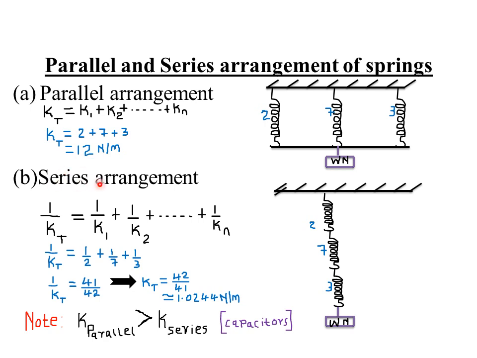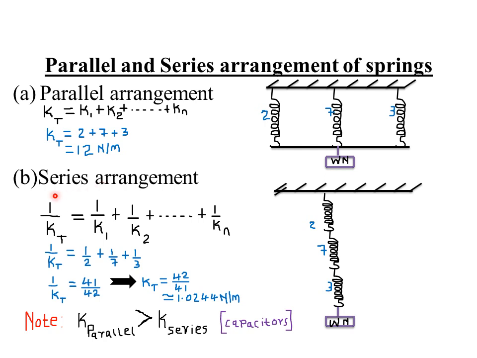Now, whenever springs are arranged in series form, remember the series form is the opposite of the parallel form. Whenever springs are arranged in this vertical manner, such that one spring is attached to the other, and that one is also attached to another, this arrangement is what we call the series arrangement of springs.